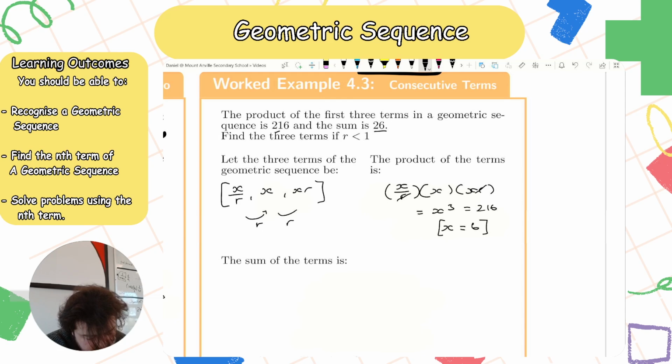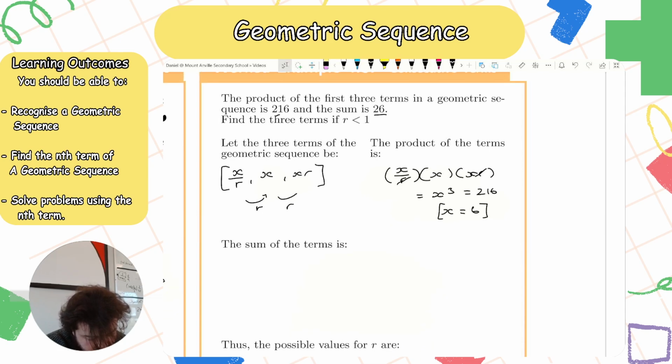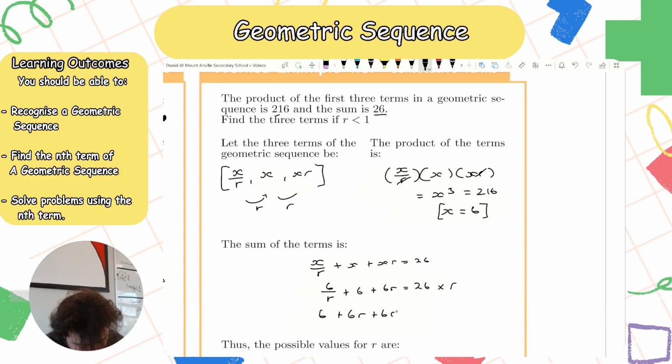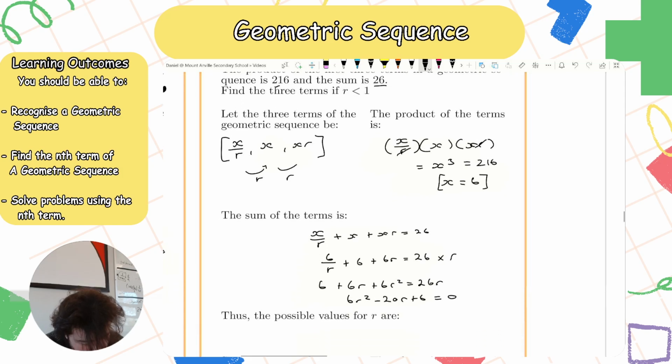Stunning. And their sum is 26. So it's going to be x over r plus x plus xr is equal to 26. I know x is equal to 6, so I have 6 over r plus 6 plus 6r is equal to 26. Multiply across here by r: 6 plus 6r plus 6r squared equals 26r. Bring everything over: 6r squared minus 20r plus 6 equals 0.